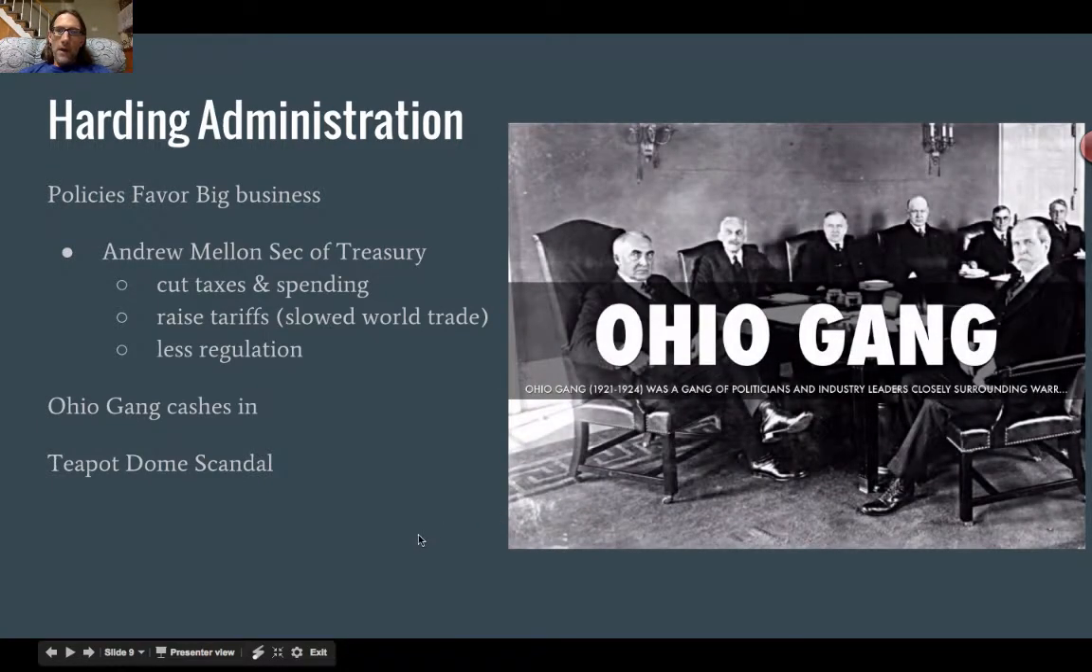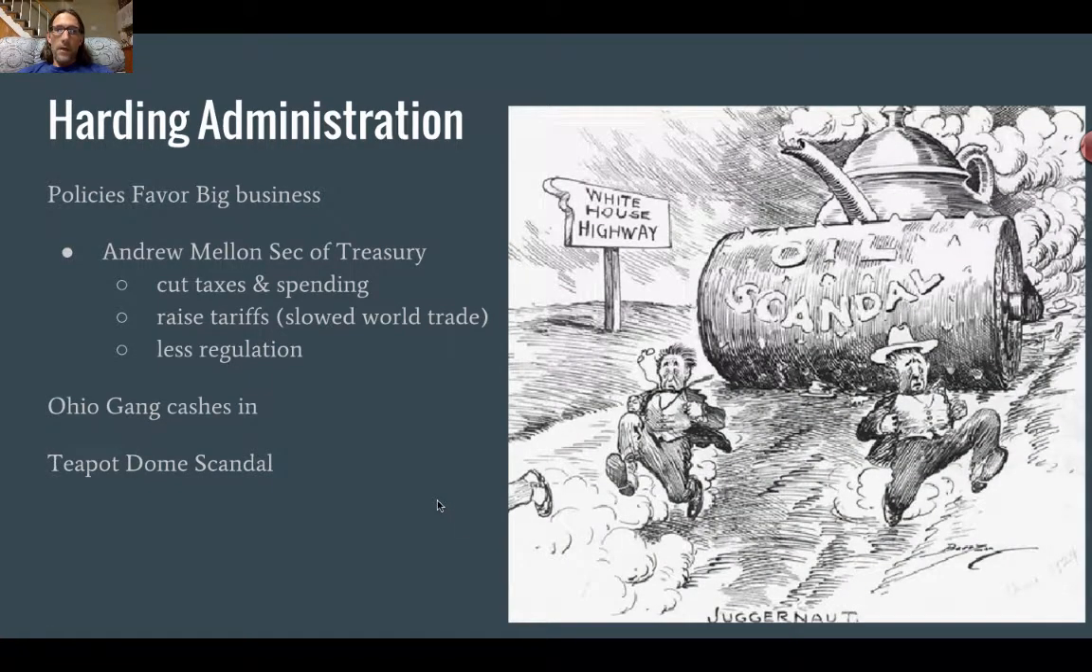So if we look at the Ohio gang, Harding is known for bringing in politicians and industry leaders who are very supportive of him. He brings in a lot of people from Ohio when he was governor of Ohio, and those guys are really going to take advantage of their positions. It's going to lead to a number of scandals. By far, the biggest one is the Teapot Dome scandal. And so the book talks a little bit more about the Teapot Dome scandal. It deals with leasing oil reserves to businesses that were supposed to be set aside for the American military. And there's a couple of officials in Harding's administration that get big payouts for allowing that leasing to take place.